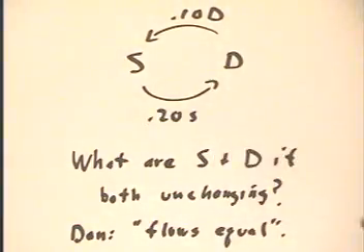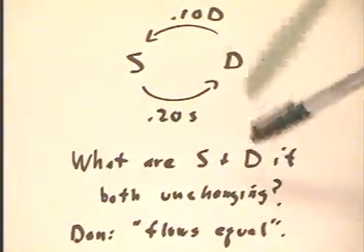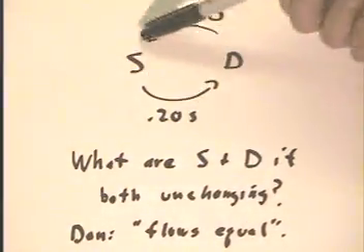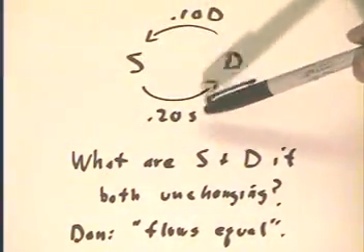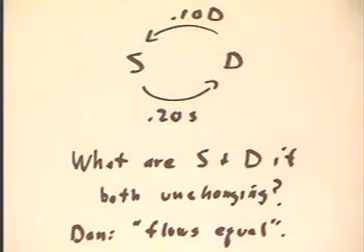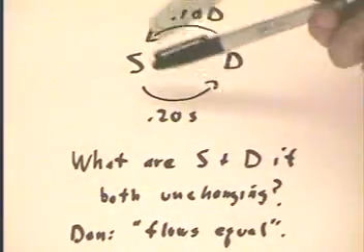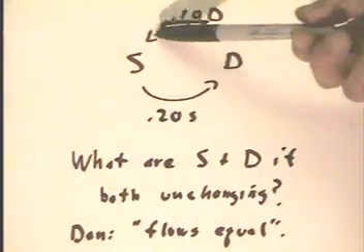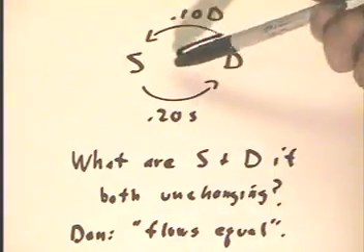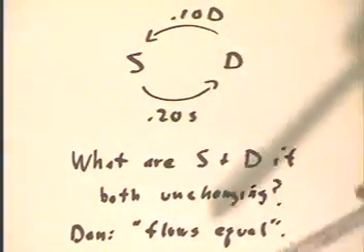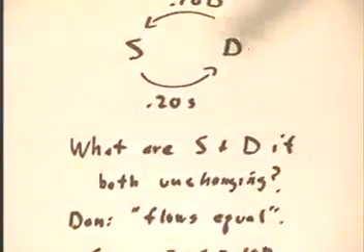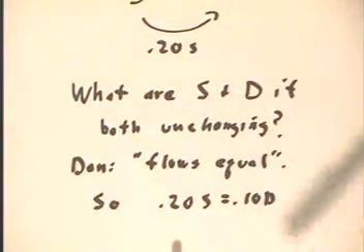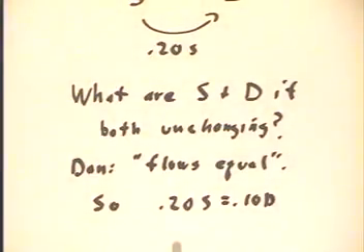Now, if both of these are unchanging, what can we say about this picture? Well, one student in class said the flows are equal. What's that mean? That means the flow of sane over to demented and demented over to sane should be equal. Now, the flow of sane to demented is 0.20 s. The flow of demented to sane is 0.10 d. If those are equal, then the number you're losing from the sane is the number you're gaining from the demented. And the number you're losing from demented is the number that you're gaining from the sane. And that will give us a stable population. And of course that occurs when 0.20 s equals 0.10 d. 0.20 s equals 0.10 d is the condition for a stable population.